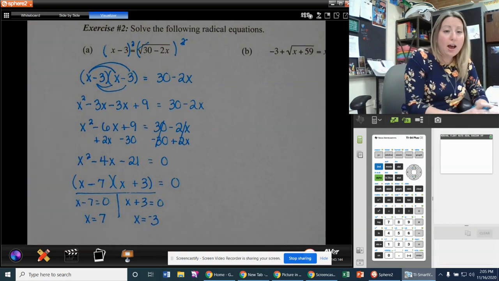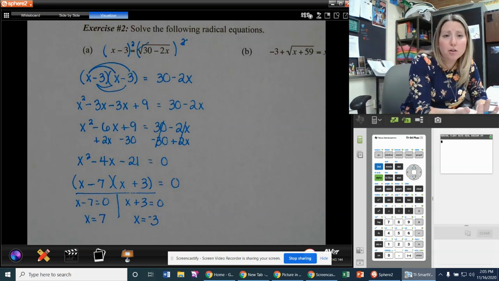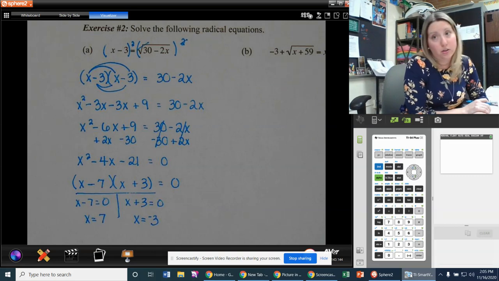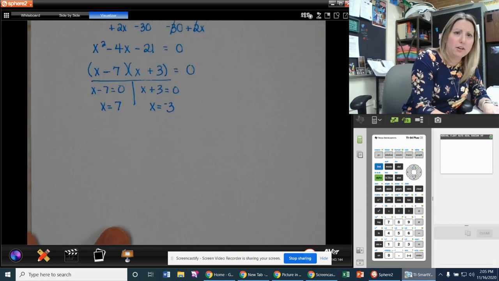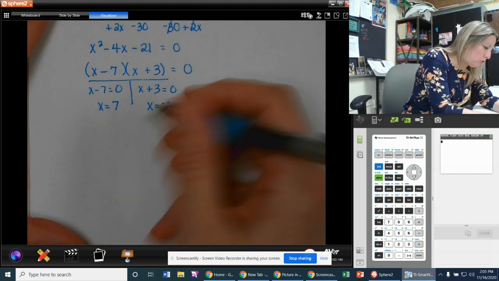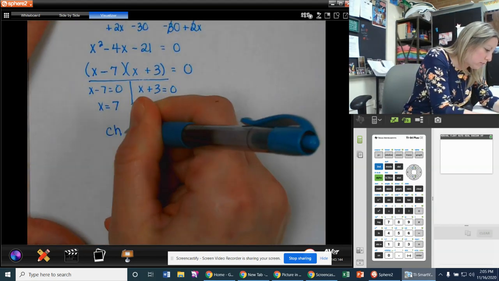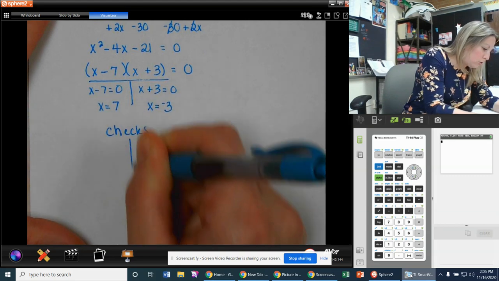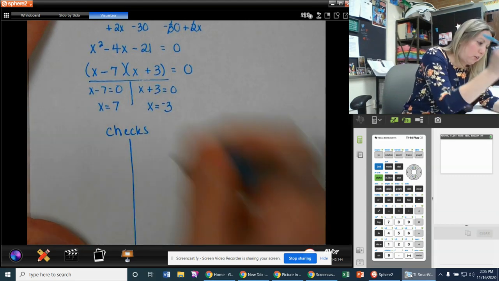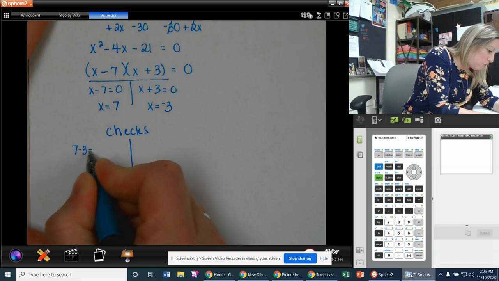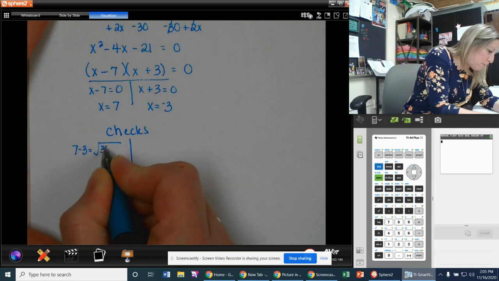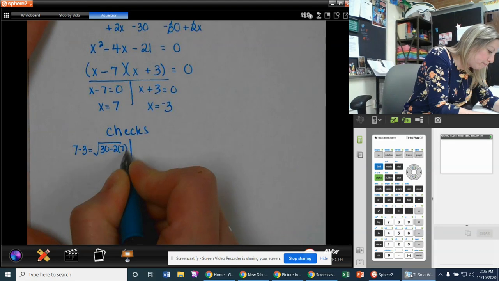Okay, so now I need to plug those back into the original equation to see if I get to keep them both, or if I have to reject one, or if I have to reject both. I'll start with 7. And you know what I'll do? I'll have my t-chart help me out with my checks. So what I'll do is I'll do 7 over here, and I'll do negative 3 over here. So 7 minus 3 equals the square root of 30 minus 2 times 7.